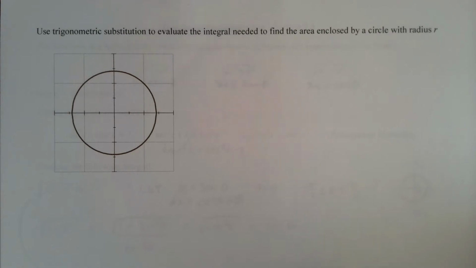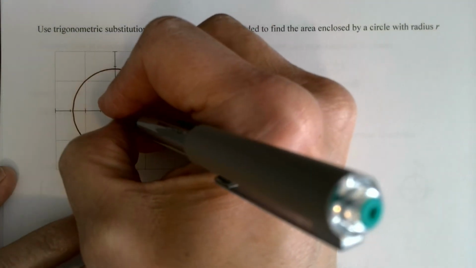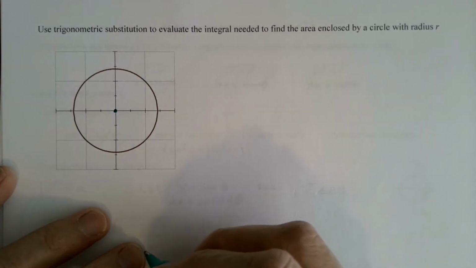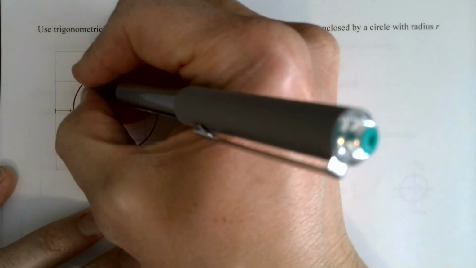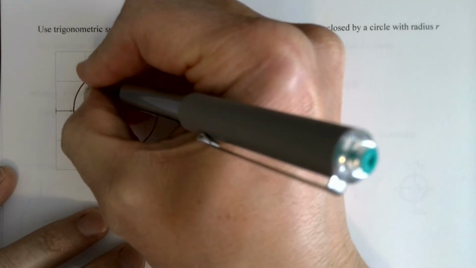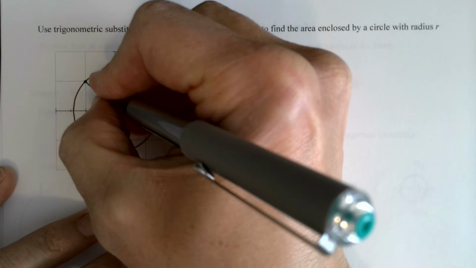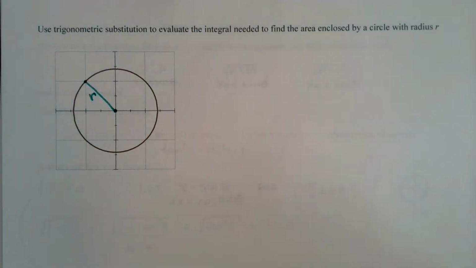And you might have seen a proof of the area of a circle in different settings. We're going to do it in terms of calculus, in terms of an integral. And so I've drawn a circle here, and let's center it at the origin. We have the x and y axes coming out here, and we want the radius to be r, so the distance from the center of the circle, the origin, to a point on the circle, that's going to be r, we'll say.